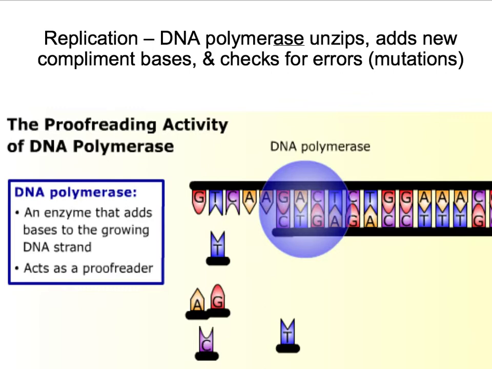And it also acts as a proofreader. If a G tries to come in here and attach, it'll stop, back up, and kick that base out, and so the correct one, a T, thymine, will come in. So it goes and double checks that there are no errors, so that you will have no mutations.